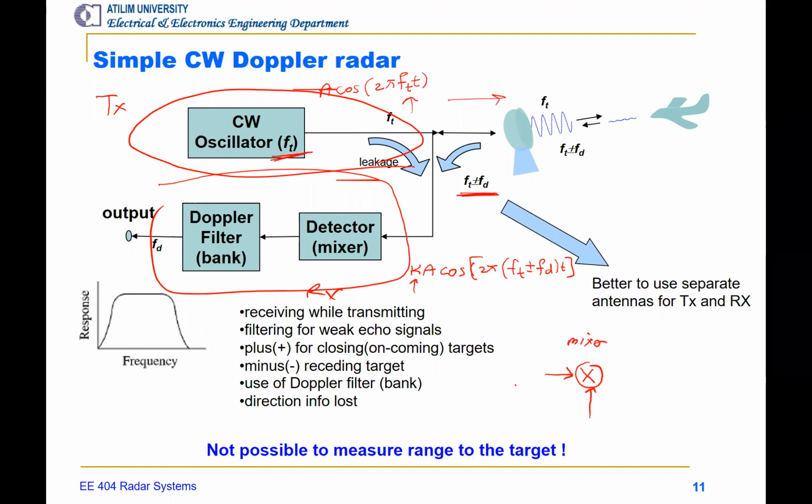We got a signal coming from the target, let's say cosine 2 pi (ft plus fd) t. And we got a signal coming from the transmitter side, which is cosine 2 pi ft t. So the mixer simply generates all the variations of these two frequencies, okay?